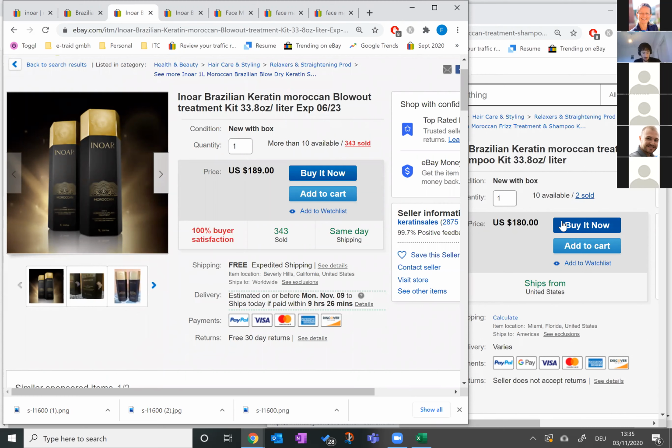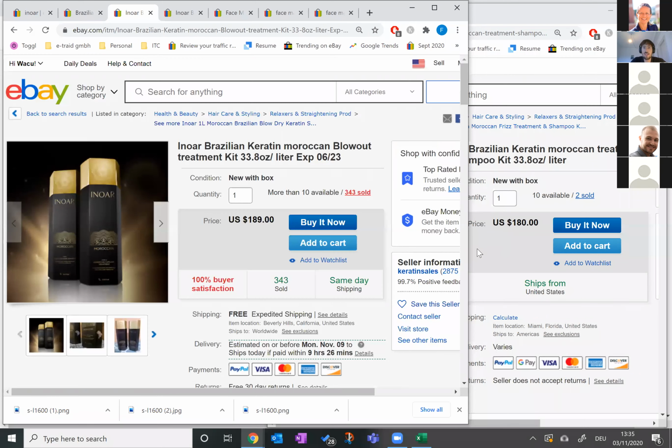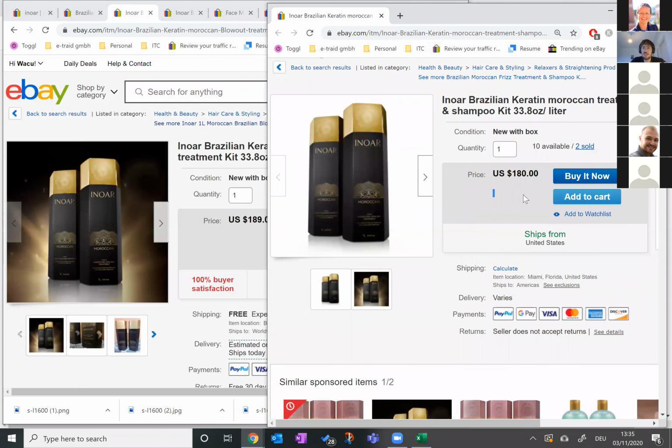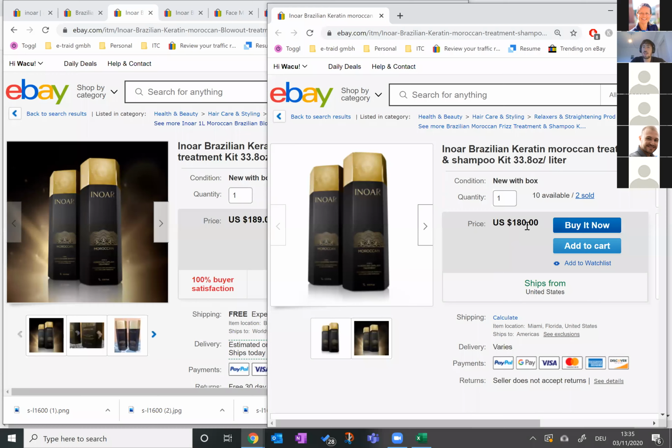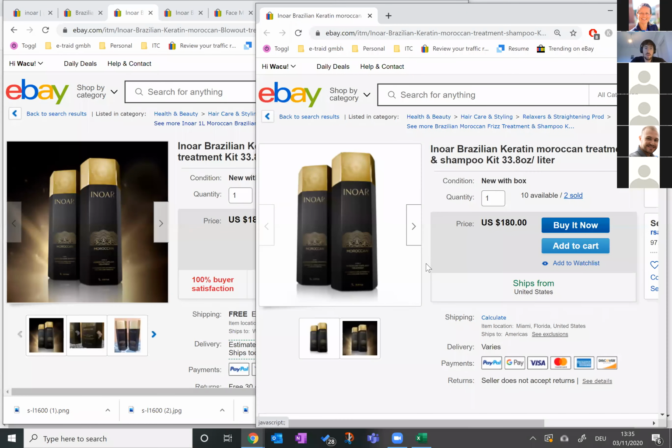So the key factors for conversion are typically, it needs to be competitive in price. Okay, so here we have $189, and here we have $180. So actually, it looks like this one is the better price. So why is it getting less visibility on eBay?